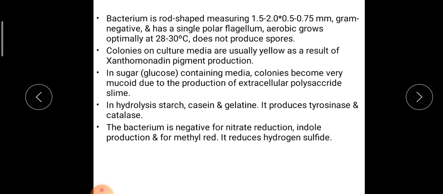The colonies, when grown on a specific media, Xanthomonas axonopodis appears yellow in color, and the yellow color of that specific colony is due to production of xanthomonadin pigment. In sugar, glucose containing medium, colonies become very mucoid due to the production of extracellular polysaccharide slime.